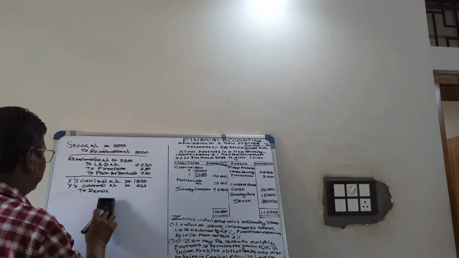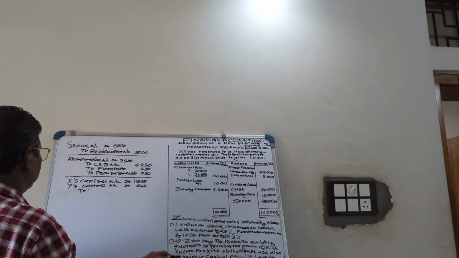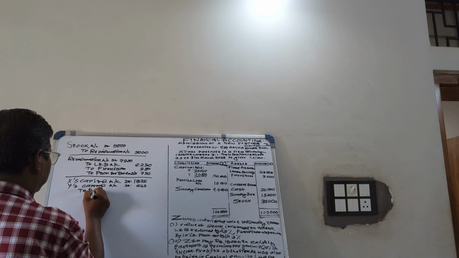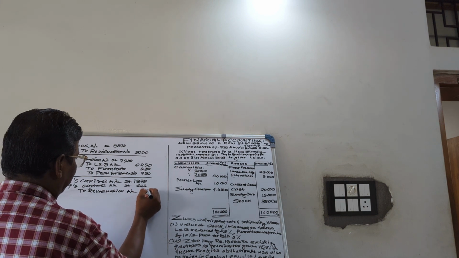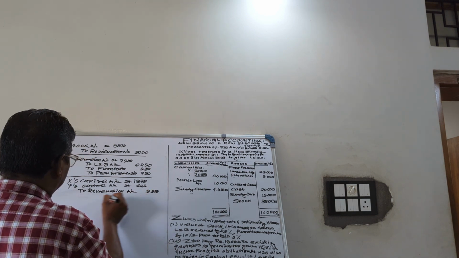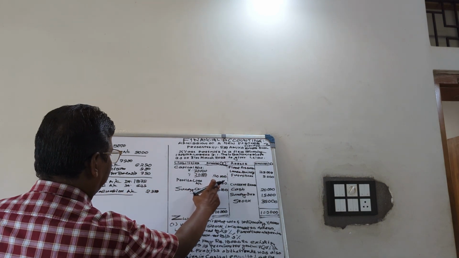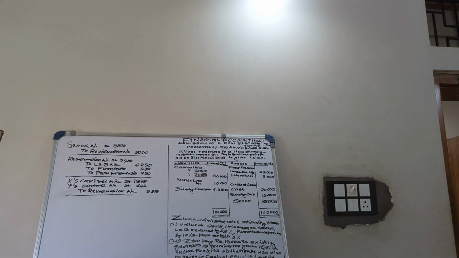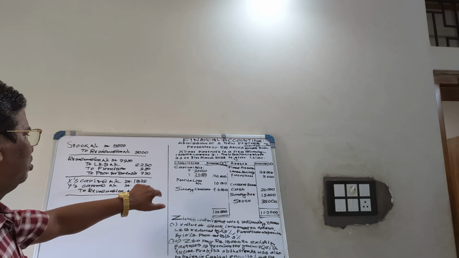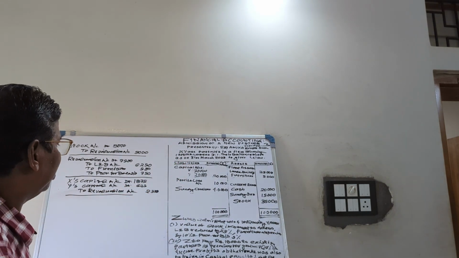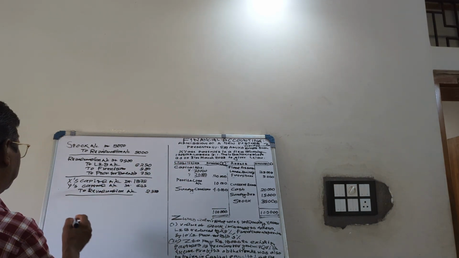Revaluation account will be closed. Correct, that is 2,500. Then next, there is an unrestricted profit of 10,000 in the profit and loss account. It is a credit balance. We have to close it by debiting that, and we will credit the capital accounts of the partners in their old profit sharing ratio.